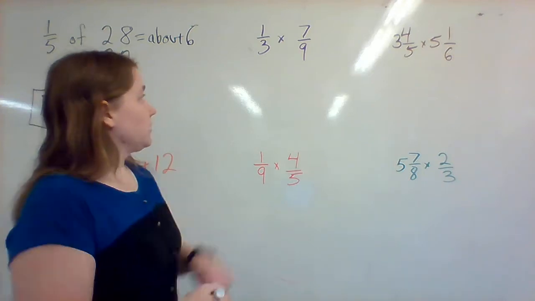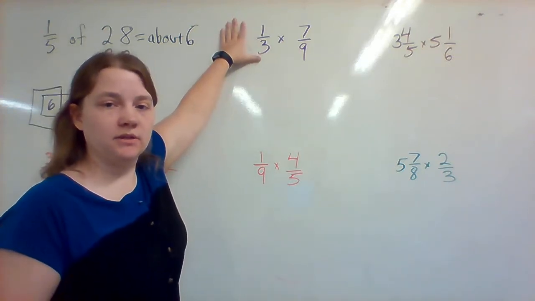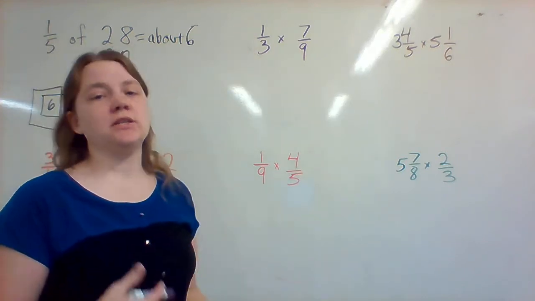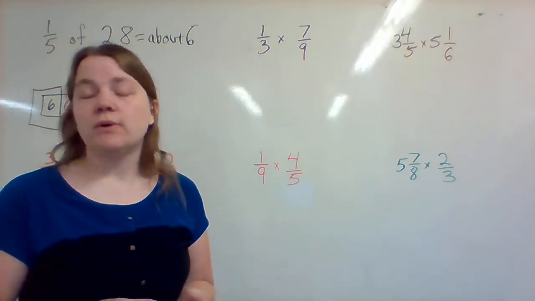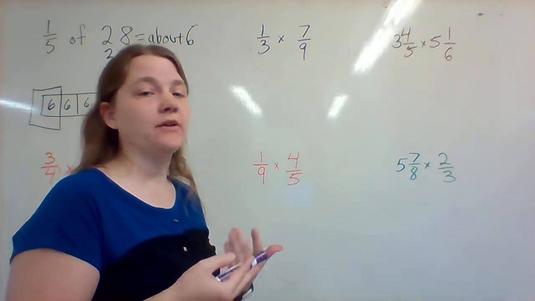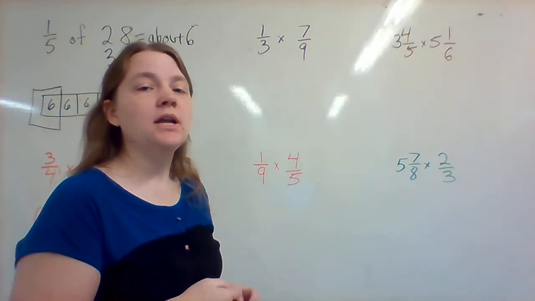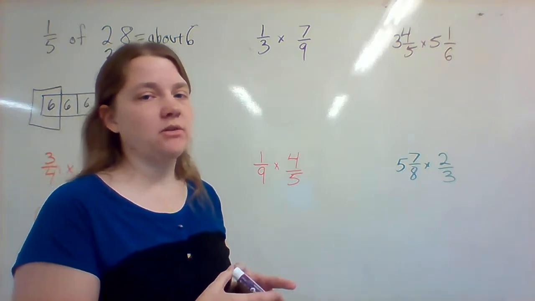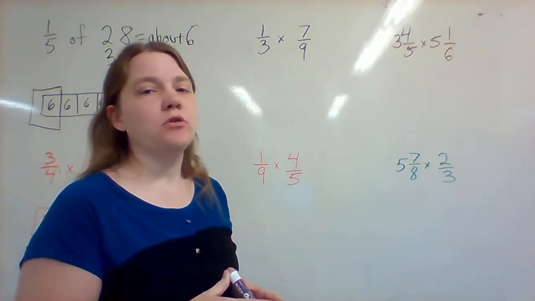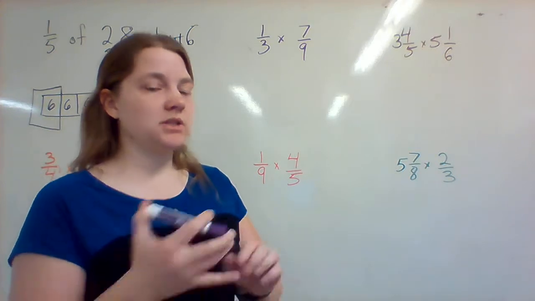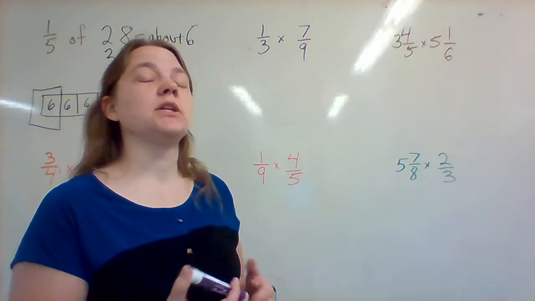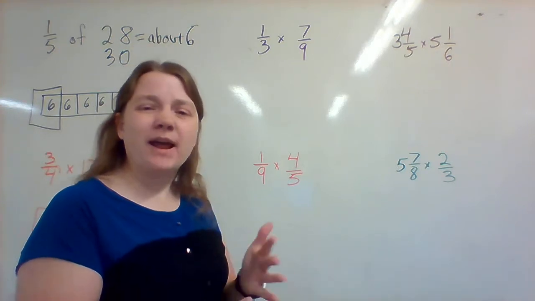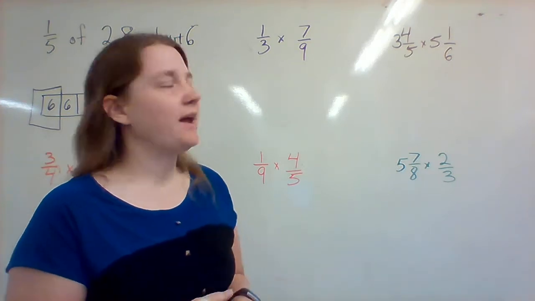The next problem that we're going to look at is 1/3 times 7/9. Now, what you want to do when you're rounding to 0, 1/2, or 1 whole is look at the numerator and compare it to the denominator. If the numerator is really, really far away from the denominator, then you're going to round to 0. If the numerator is really, really close to the denominator, then you're going to round to 1. If it's about halfway there, then you're going to round to 1/2.